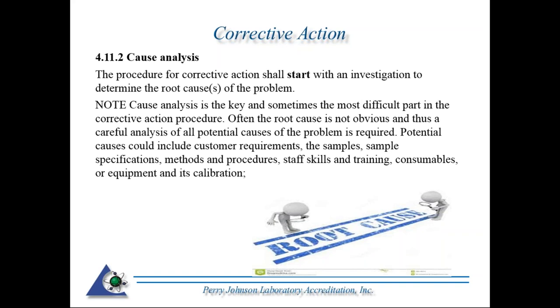Going further within the standard, 4.11.2 addresses cause analysis. Specifically, the procedure for corrective action shall start with an investigation to determine the root cause of the problem. Right off the bat there, and you see I highlighted start, the procedure for corrective action shall start with this root cause analysis. As a note within the standard, cause analysis is the key and sometimes the most difficult part in the corrective action procedure. Often the root cause is not obvious, and thus a careful analysis of all potential causes of the problem is required. Potential causes could include customer requirements, the samples, sample specifications, methods and procedures, staff skills and training, consumables, or equipment and its calibrations.